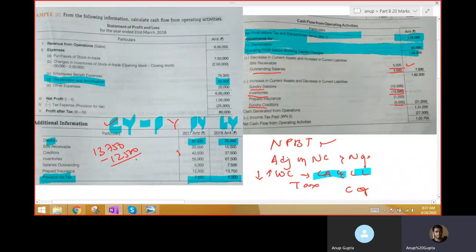How much is that? 1,250. Sir, positive, negatives are positive. That means an increase in current asset will be subtracted. Increase in current asset will be subtracted.